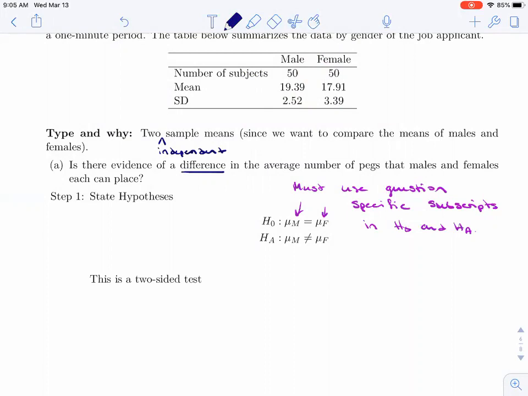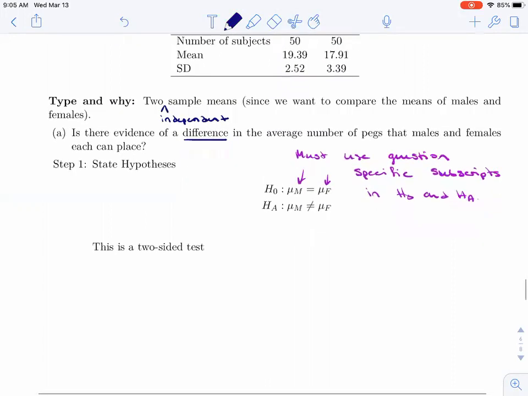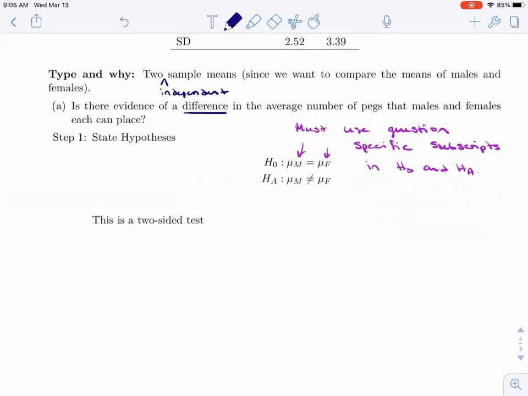Because if you just have what's on the formula sheet, which is mu1, mu2, then how am I supposed to know which one is 1 and which one is 2, and how they should be compared? In this case, it's not that important because we've got a 2-sided test, but definitely if you want to show that one's greater than the other, you have to show which one's which first. So this is a 2-sided test, because we have the not equal to in the alternative hypothesis.